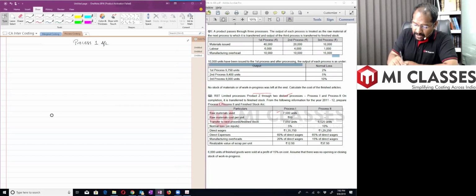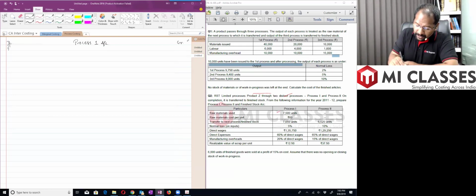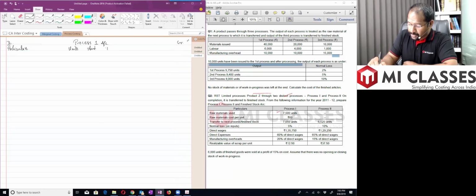Since we have written the word account, it should have a debit and a credit side. Because we have written Process 1 account. So first one, particulars. Second, units, and then amount column. All right. So again, particulars.